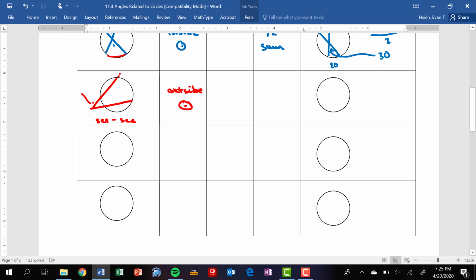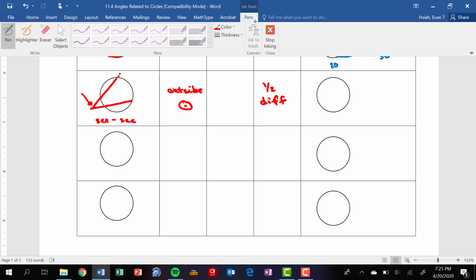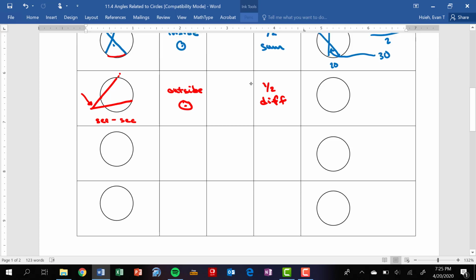Okay, so that's going to be the vertex right there. And it's going to be half of the difference of the intercepted arcs. And hopefully you can see that. I'm going to use a different color here. This and this arc are the two arcs that it intercepts.